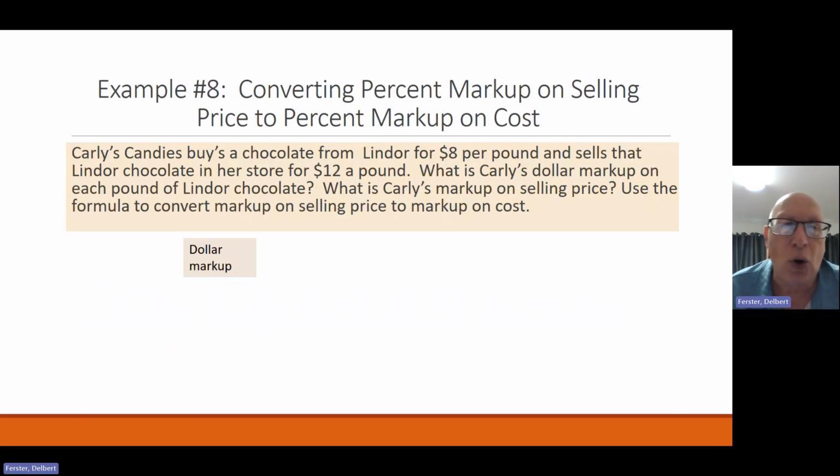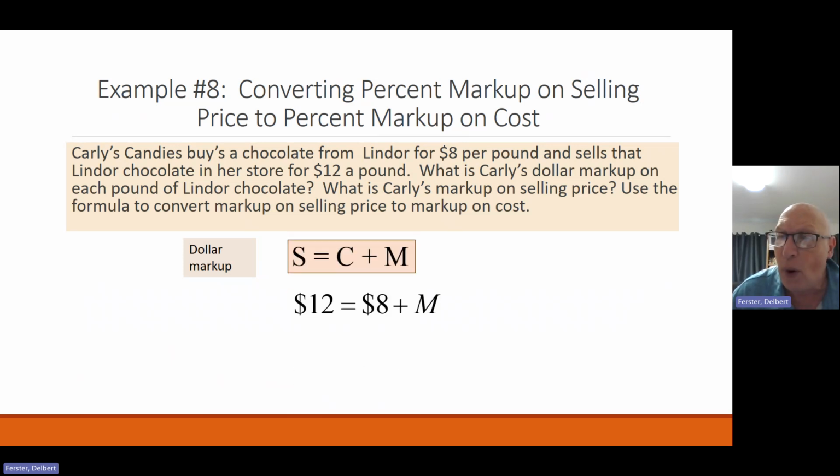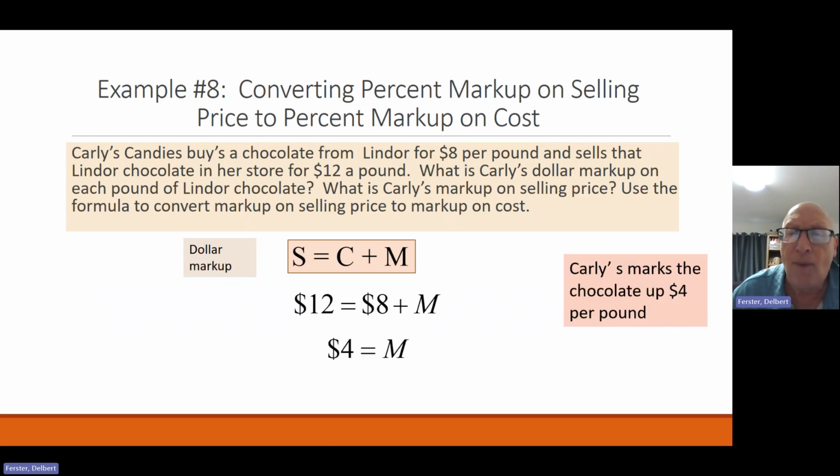I like this. It's chocolate. Carly's Candies buys this chocolate from Lindor at $8 a pound and sells it for $12 a pound. First question: how much is she marking it up in dollars? Again, I don't know if I need a formula, but it's okay. Here it is: $4, a $4 markup per pound.